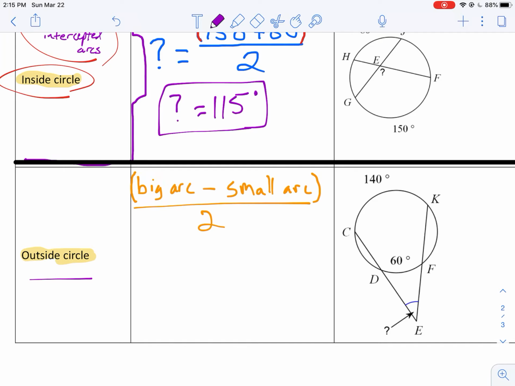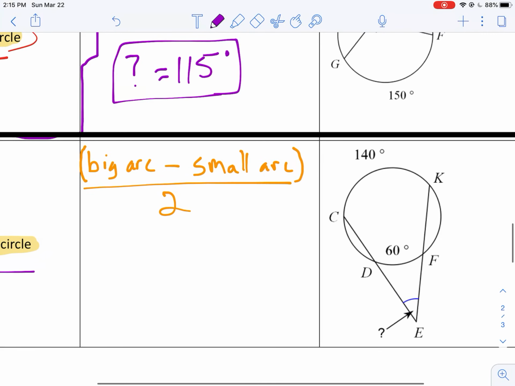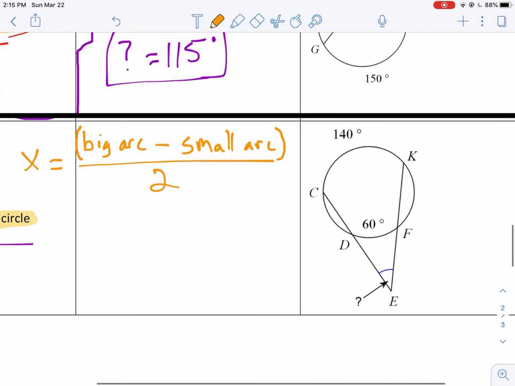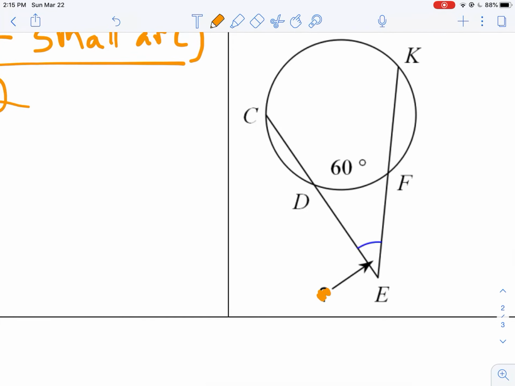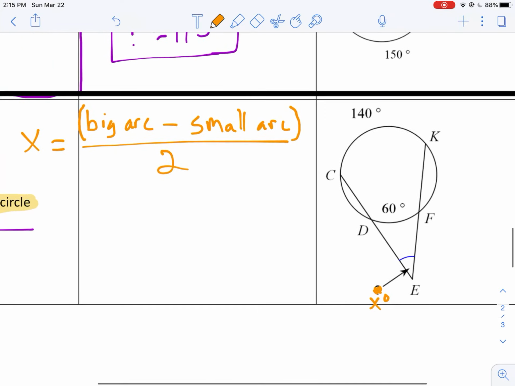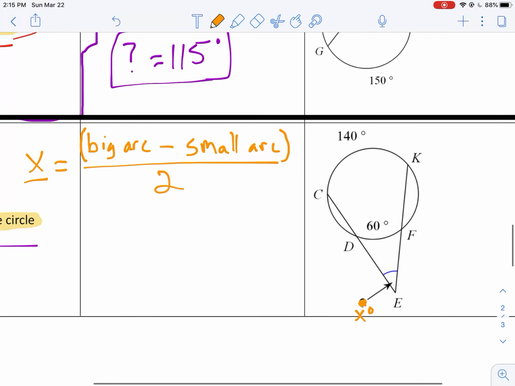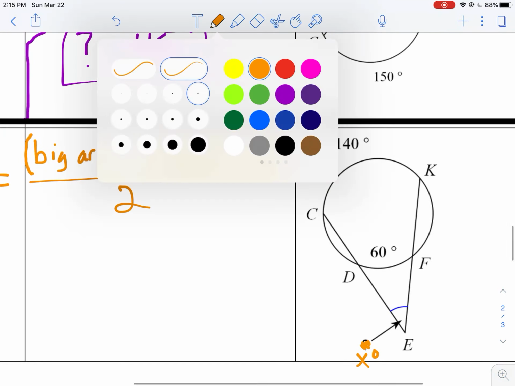and then again divided by 2. Okay, so we always start with the angle, and I should have done it in my little formula here. Let me fix it. I'm going to call it x. Okay, I'm going to do this throughout. I'm going to take all these question marks and make them x's, so that when we're solving, it's like an equation, right? So the question mark is an x. So the angle goes right here. X equals the big arc minus the small arc divided by 2. Okay, so let's plug in for this problem.